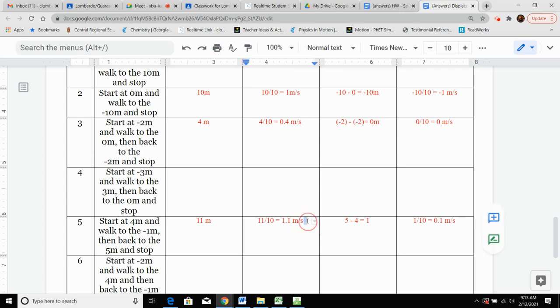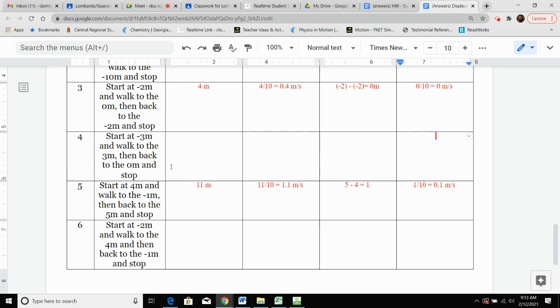So again, same trip. You have a difference in distance and displacement, therefore you're going to have a difference in average speed and average velocity. You guys are going to do 4 and 6 on your own. Do that now.